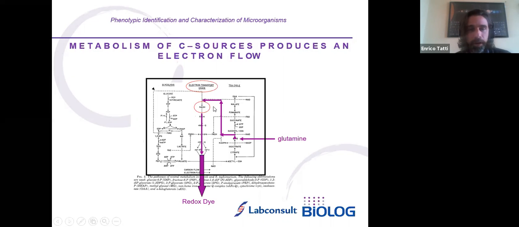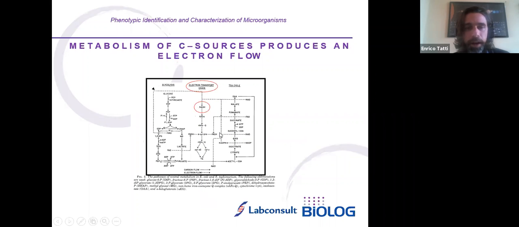This is a universal energy currency that we have in our cells, in bacterial cells, in yeast cells, fungal cells. It works in all cells, from bacteria to human. And this NADH is then able to interact with the redox dye that I mentioned earlier. It's a tetrazolium redox dye. By reducing this redox dye, the dye passes from colorless to a purple color, in a way that is proportional to the activity of this reaction. So a lot of reaction on glutamine, a lot of NADH generated, more dye reduction.